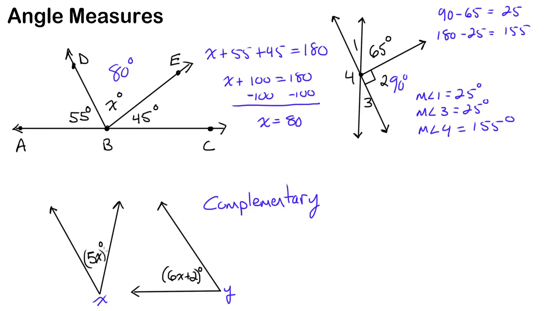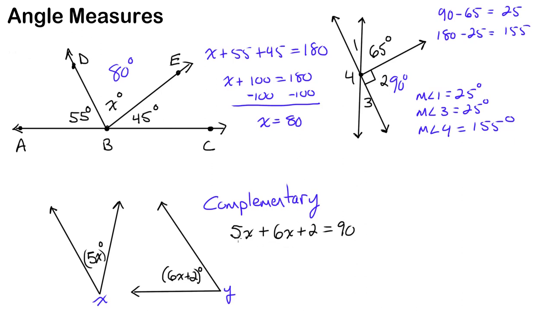So then angle X is 5x degrees, and angle Y is 6x plus 2 degrees. So how do we calculate the actual numerical value of these angle measures? Well, we can write an equation. The measure of angle X, 5x, plus the measure of angle Y, 6x plus 2. Since they are complementary, that has to equal 90 degrees. And we could just solve our equation.